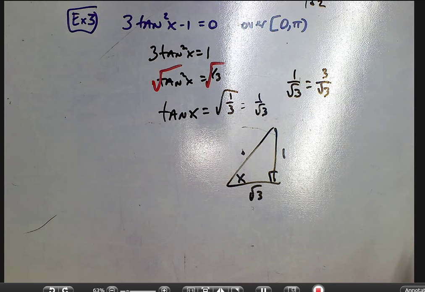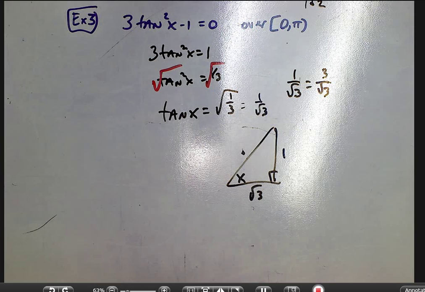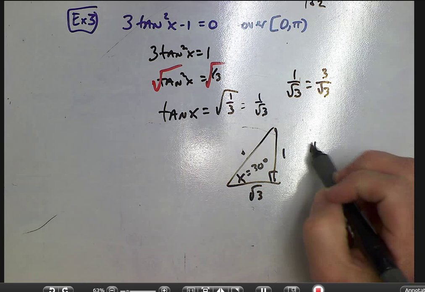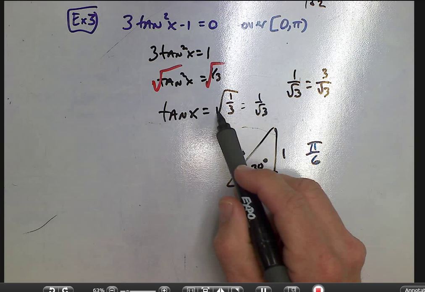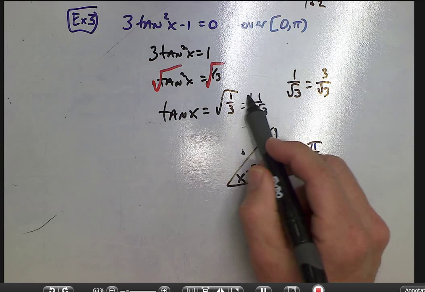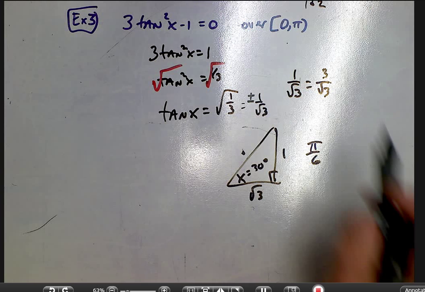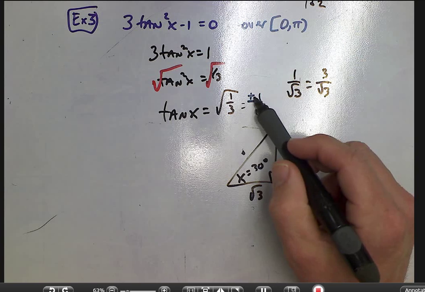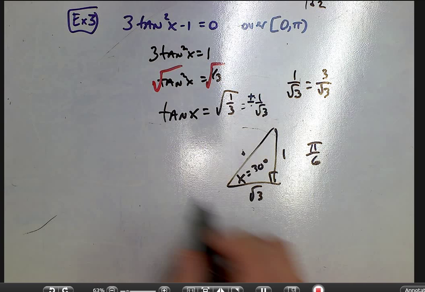Or sorry, the adjacent side, which means this is another 30, 60, 90, which means x is 30 degrees, which is pi over 6. Okay? But one thing we have to realize is that when it's the square root of 1/3, that makes it plus or minus. Therefore, because it says 0 to pi, I need an answer in the first and second quadrant, because the positive one's in the first, the negative answer's in the second. So pi over 6 is one of my answers.